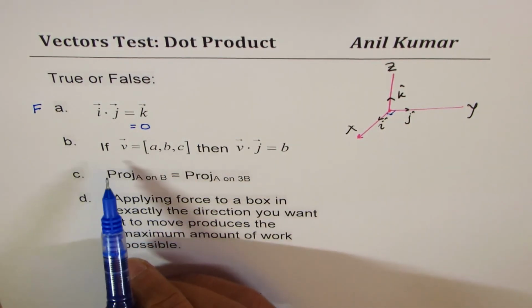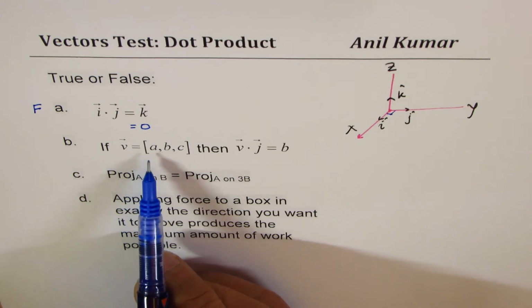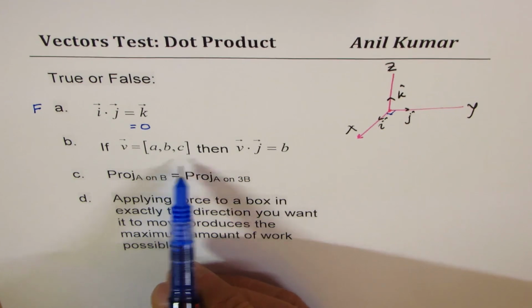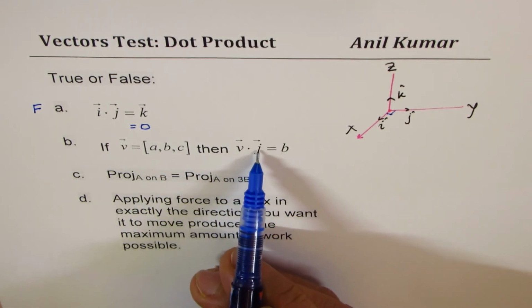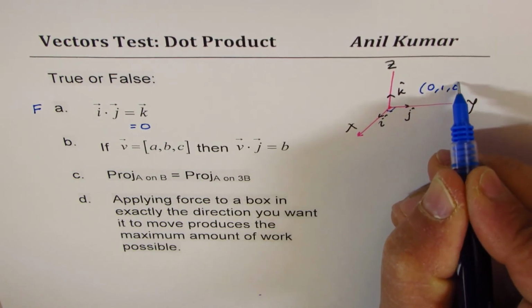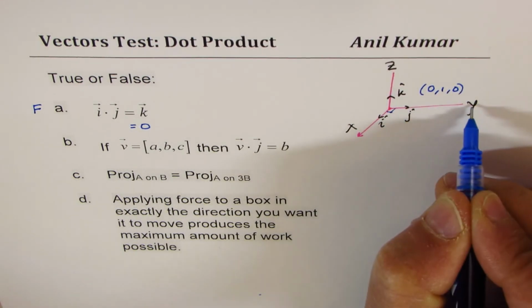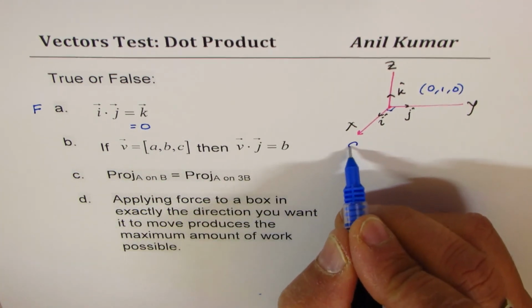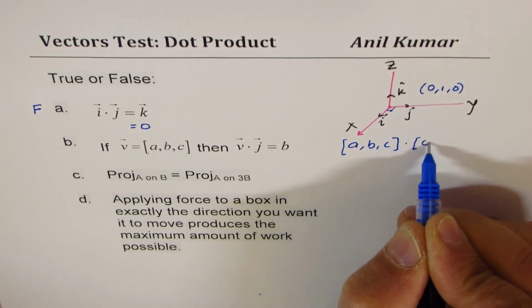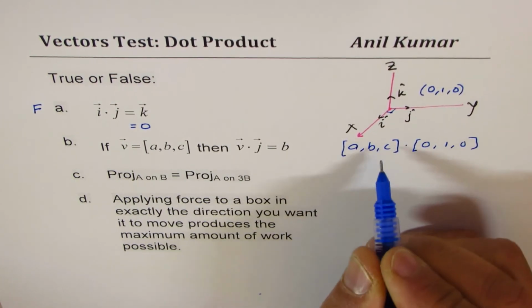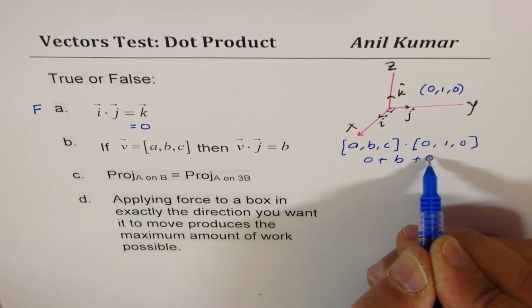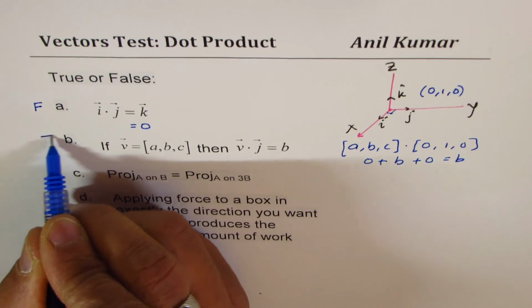The next one is, if v equals (a, b, c), then what is v dot j? Is it b? Well, let's figure it out. This vector j could be written as (0, 1, 0), correct? The unit vector along y. So let's find the dot product. We have (a, b, c) dot (0, 1, 0). What do you get? A times 0 is 0, plus b times 1 is b, plus 0, which is indeed b. So this one is true.